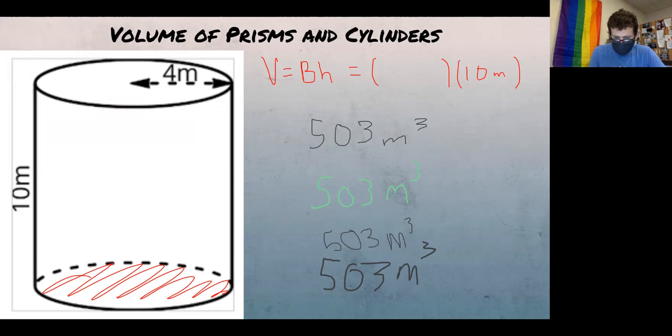Now, knowing that we need to get the area of the base, it is going to be the area of a circle, which is pi r squared. And the radius is given right here. So it's going to be pi times 4 squared. And when you do this, you're going to get 50.265... And so what everyone here did is they just rounded that to 50.3.